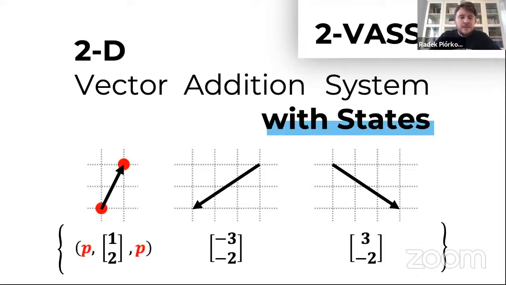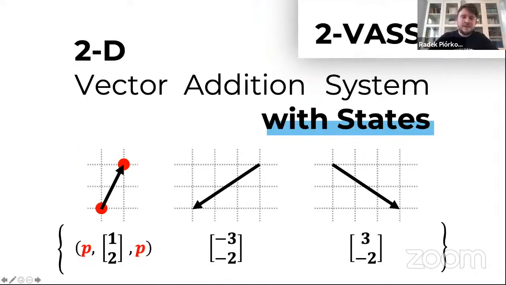So for example, can you see my pointer? My mouse pointer or not? I don't see it. Do you see it or not? Ah, yes, we can see it. Okay, so maybe I will be using it to point to something.